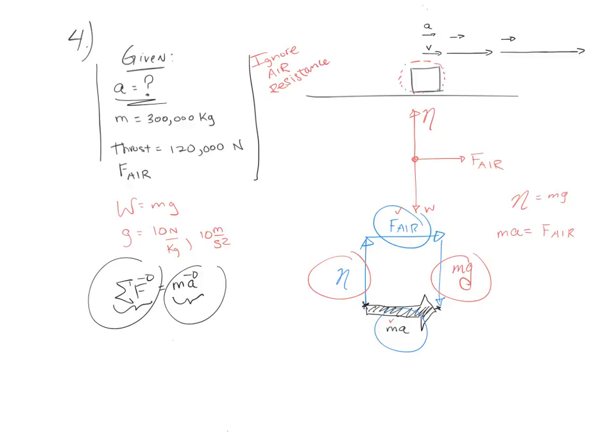Yeah? So if I solve for a, what do I get, please? Don't put any numbers in. What do I get? Solve for a. I don't hear you guys. Divide both sides by m, what do you get? There you go. F air over m.